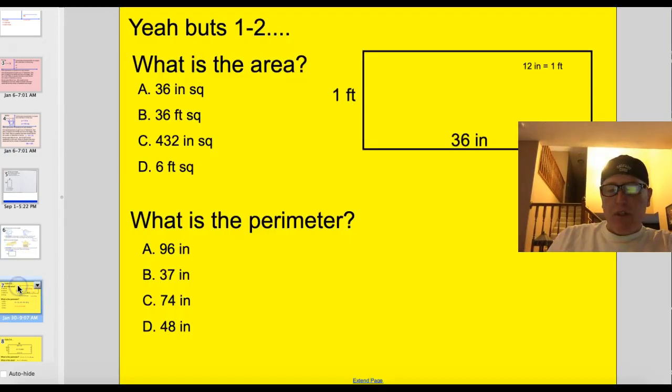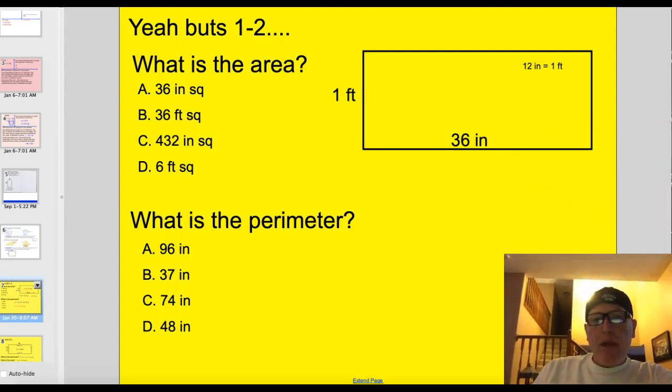Real simple stuff. Let's look at 4 yabbits. Yabbit number 1. Yabbit! What's the area of this? Take a second, go ahead and answer it.